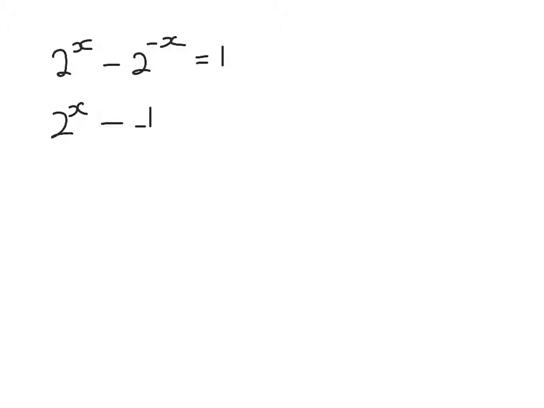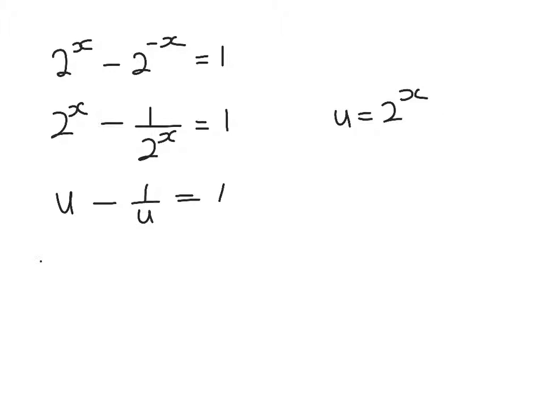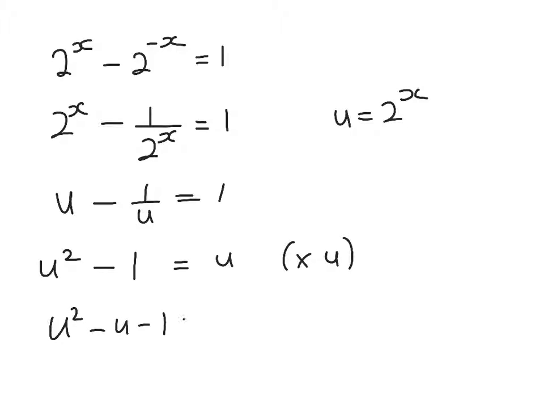Now, we've done lots of problems where we have to use this strategy, but we're going to do it by saying let u equal 2 to the power of x. So now I've got u minus 1 over u is equal to 1, which gives me u squared minus 1 equals u. That's timesing both sides through by u, which gives me u squared minus u minus 1 equals 0.